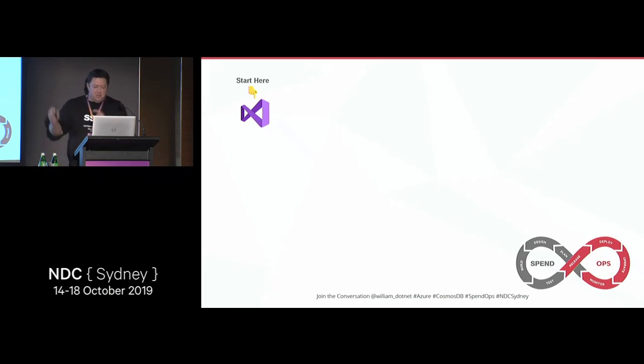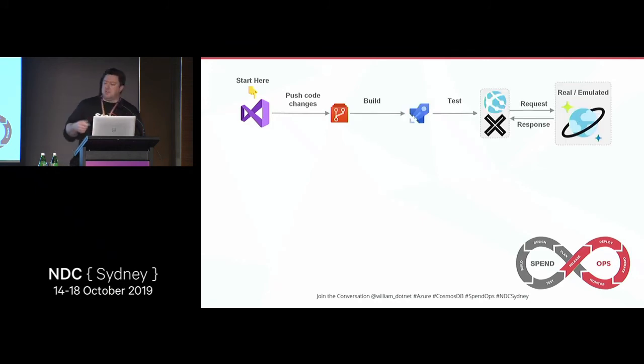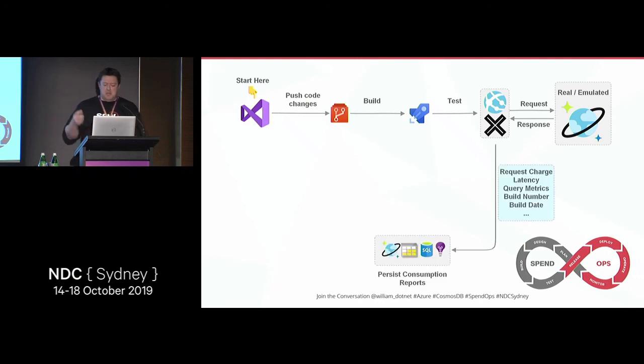Now, just to sort of describe the whole process, we start here with Visual Studio. We write some code. We want to push our changes to Azure Pull Request and start building the code. And that will start running tests. So we can use a real or emulated instance of Cosmos DB in DevOps. That'll run the requests and get back the responses and collect all the different metrics that we're after. Then we can persist that and put it back into Cosmos if you wanted to, or table storage, SQL, App Insights. Got a few choices.